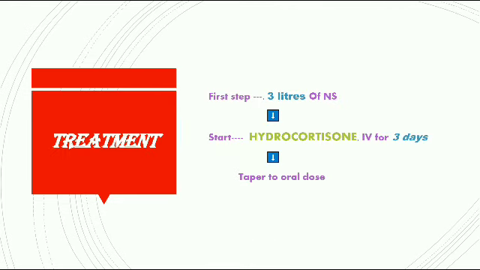So how should you treat a patient with acute adrenal crisis? As soon as the patient comes, you need to administer 3 liters of NS to the patient. After that, you have to start hydrocortisone IV for 3 days. And after the 3rd day, you have to taper to oral dosage. So this is how you need to tackle the acute adrenal crisis patient. So this was all about Addison's disease.